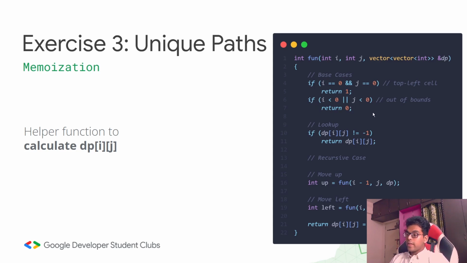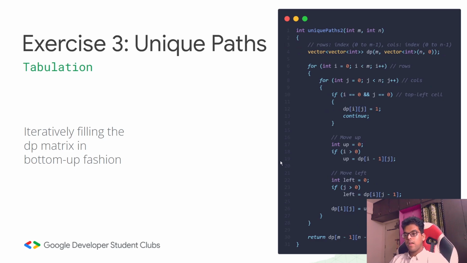In case you traverse outside the grid, you just return 0. There's an alternative way such that this base case can be removed and this if checking can be performed within the recursive case, which I'll highlight in the tabulation approach. Coming to the tabulation approach, we'll follow the same methodology as the memoization, except that this is filling the DP array in bottom up fashion.